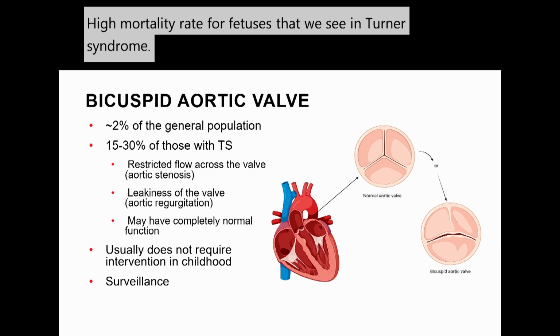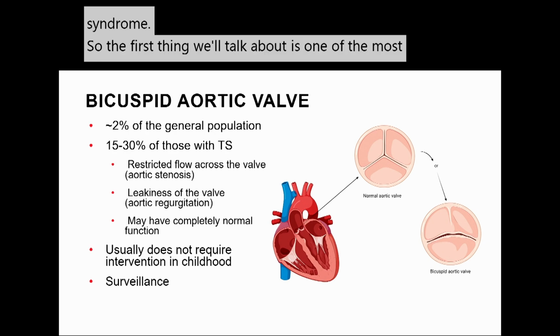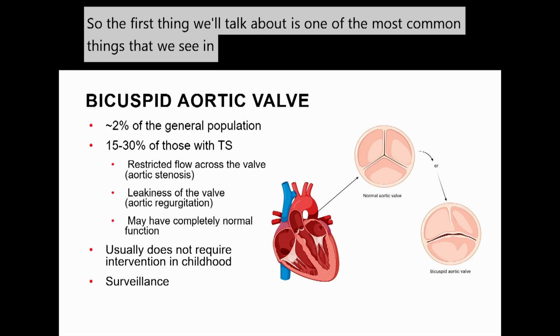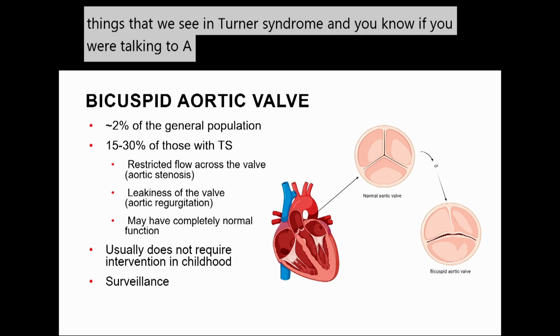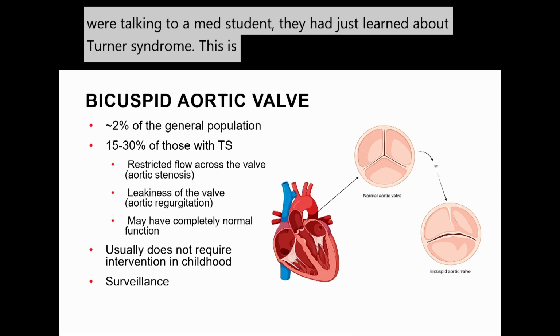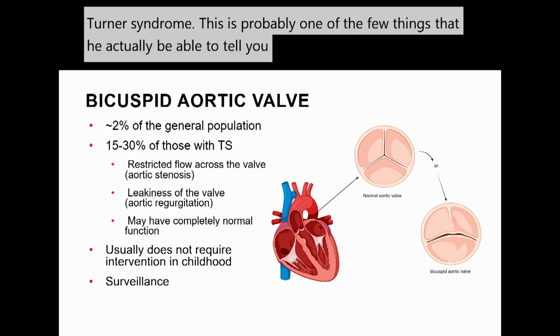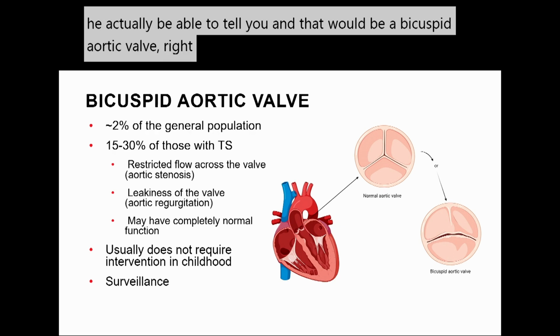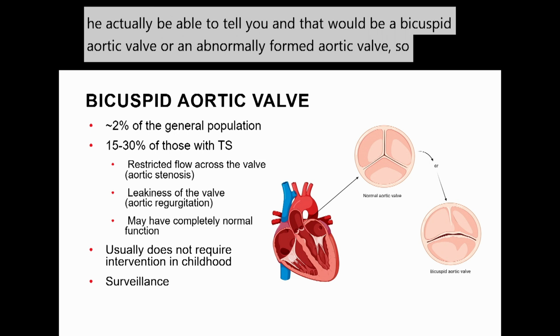So the first thing we'll talk about is one of the most common things that we see in Turner syndrome. If you were talking to a med student who had just learned about Turner syndrome, this is probably one of the few things they'd actually be able to tell you, and that would be a bicuspid aortic valve, or an abnormally formed aortic valve. A bicuspid aortic valve is actually a pretty common finding.